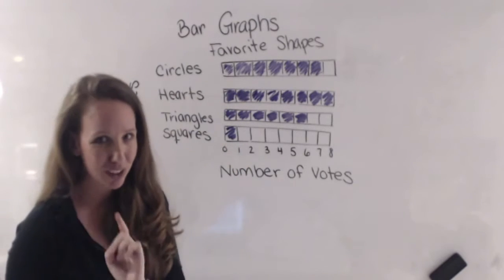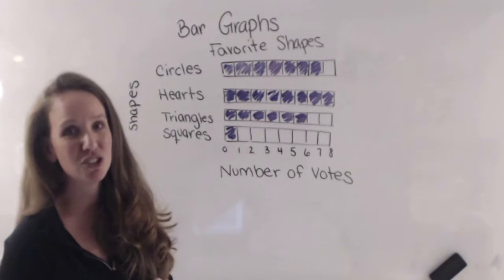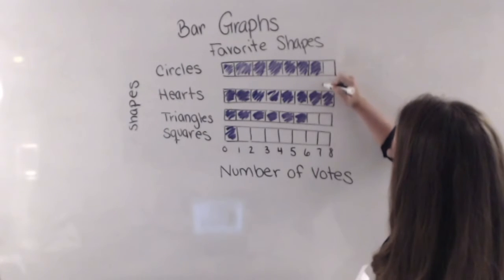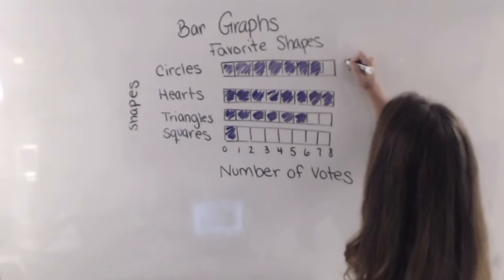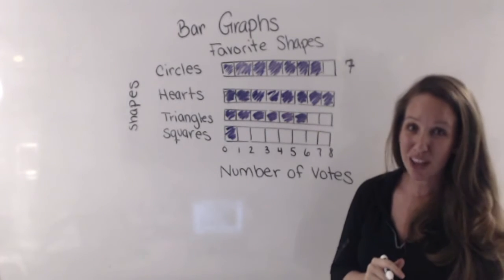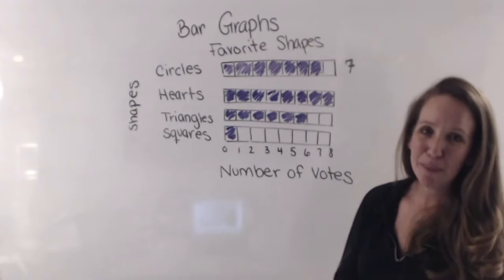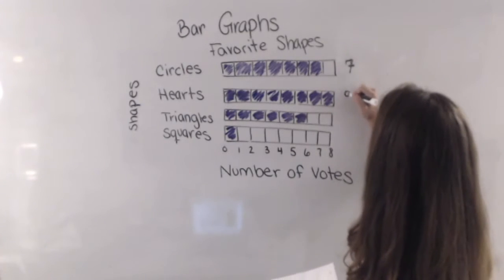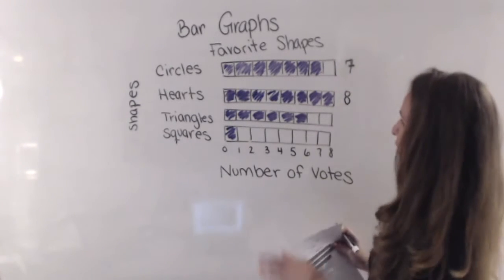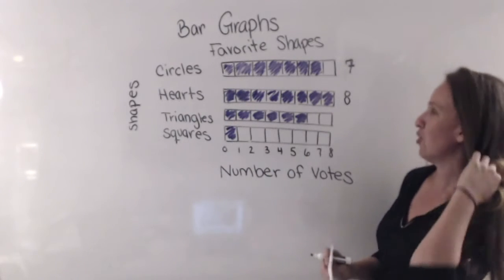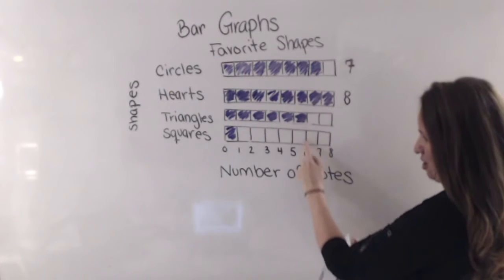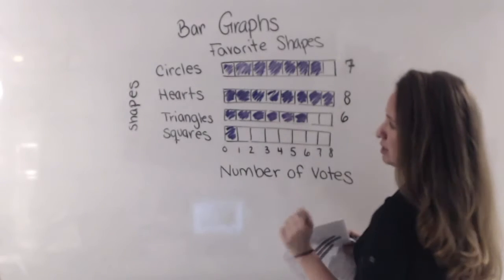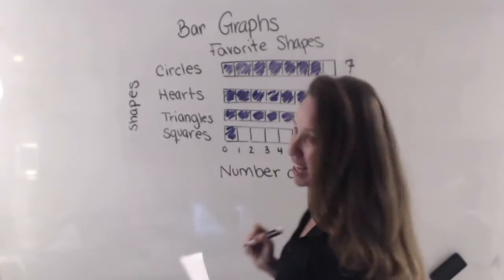So now, using this chart, how many people felt circles were their favorite shape? Well, the last one colored in was over here. So 7 people thought circles were their favorite shape. How about hearts? How many people felt hearts were their favorite shape? All the way to the end, 8 people loved hearts. How about here? How many people felt triangles are their favorite shape? And there, 6 people said triangles. And how many people said squares? 1. One person said square.